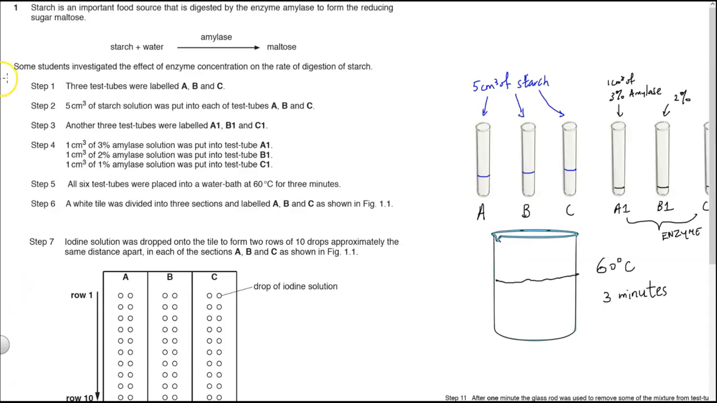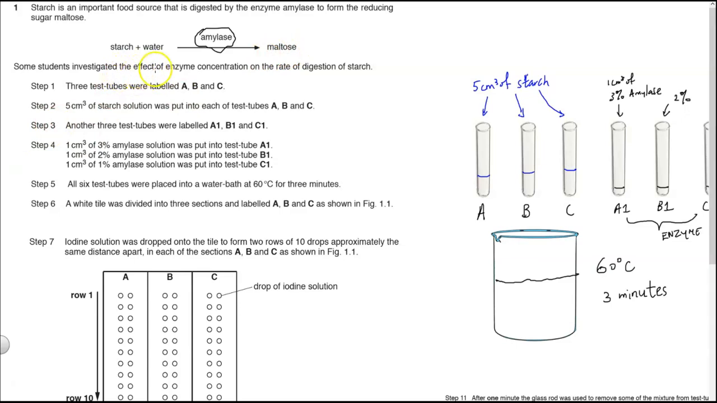In the first question, let's read it together. It says that starch is an important food source that is digested by the enzyme amylase to form the reducing sugar maltose. This is the equation, where the enzyme is amylase. Amylase helps in the hydrolysis of starch. We use the word hydrolysis because water is used to break down the starch. Remember, amylase is the catalyst, the enzyme, and it helps in breaking down starch in the presence of water to give maltose.